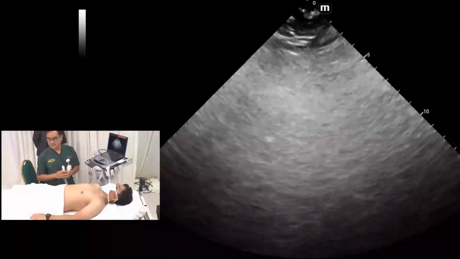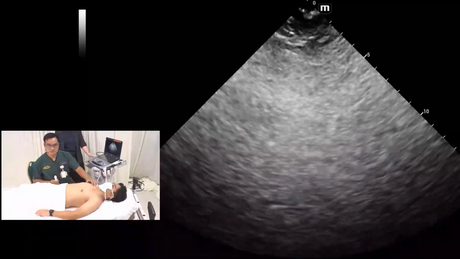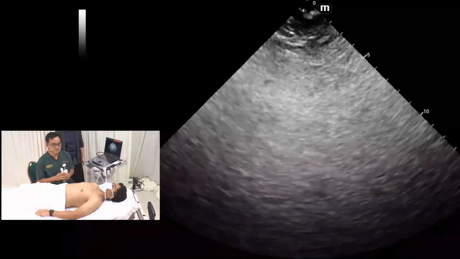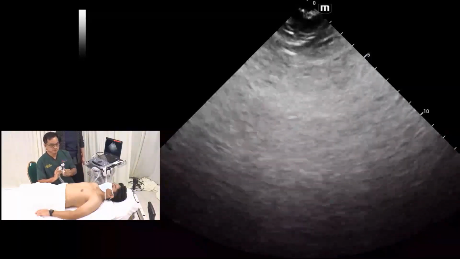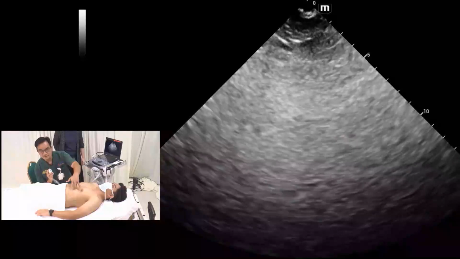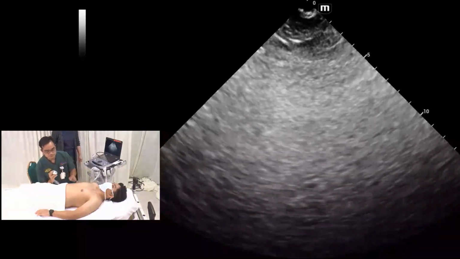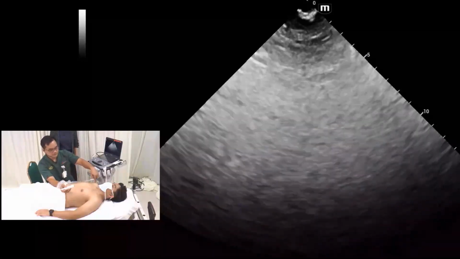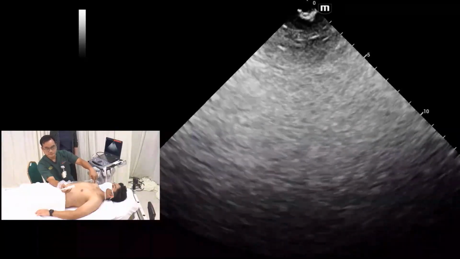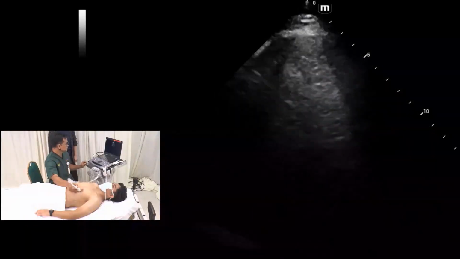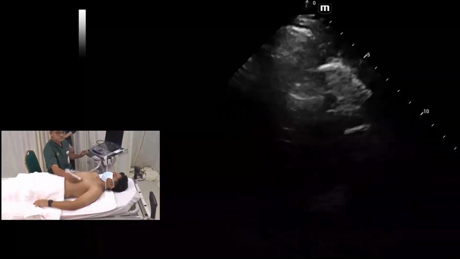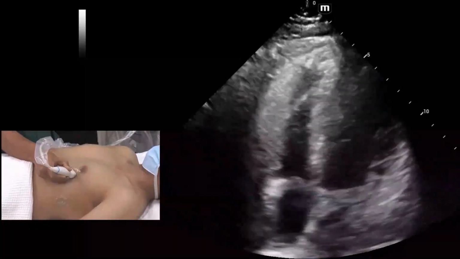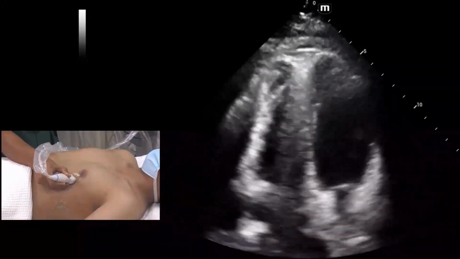The first thing is to get the apical four-chamber view. 90% of the time, 90% of the information you can get from this view. To get the view, place the probe at the mid-clavicular line, fifth intercostal space, with the marker to the right. The beam is actually going to your patient's right shoulder, so you should be able to get this.